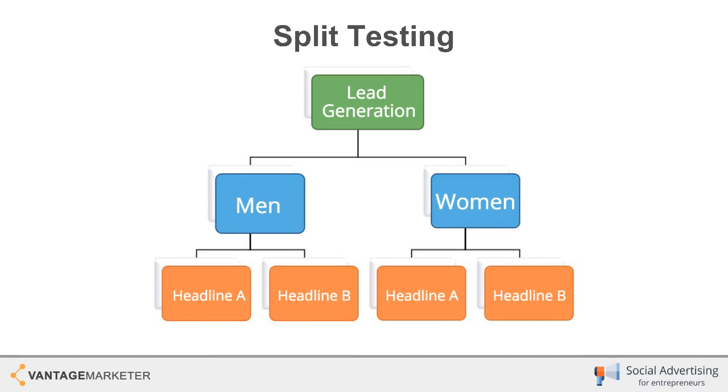Here's an example of an ad campaign where we're basically split testing at the ad set level, and then also at the ad level. So to break this down, what this means is that we have our objective, which is a lead generation objective.